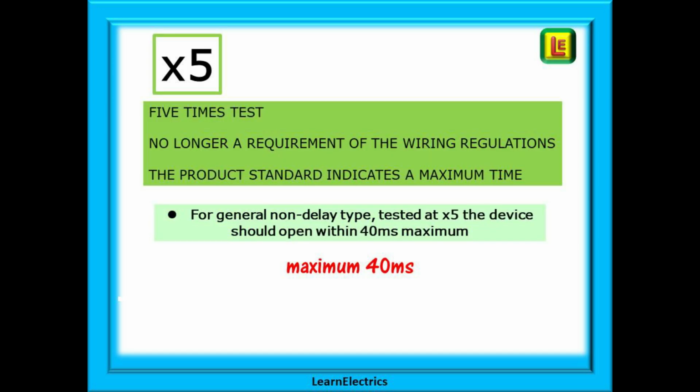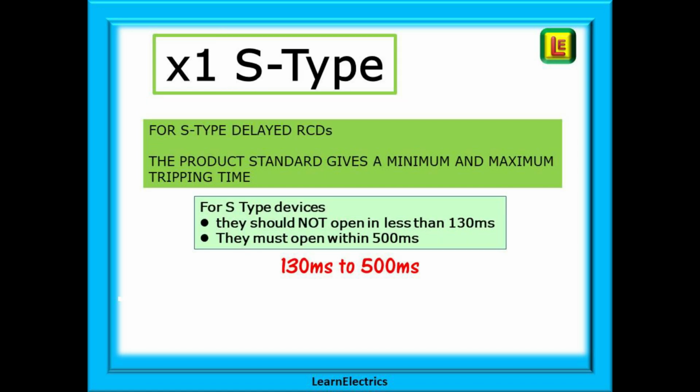The 5 times test is no longer a requirement of the wiring regulations, but the product standard indicates that this should be a maximum of 40 milliseconds when tested at 5 times the rated tripping current. For S-type delayed RCDs, the product standard gives a minimum and maximum tripping time. The device should not open in less than 130 milliseconds, and it should be open within 500 milliseconds. This is to give some discretion and to allow other non-delay types to operate first.